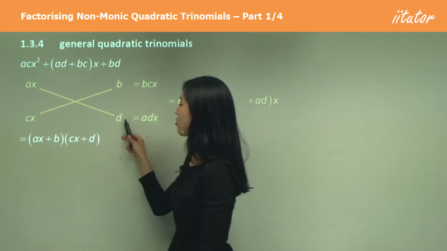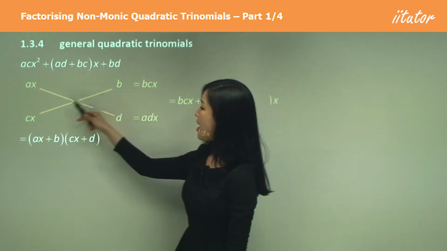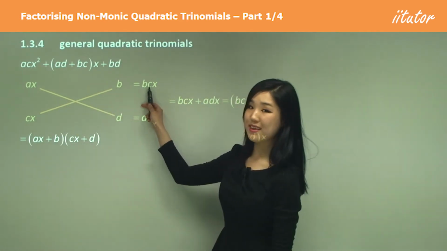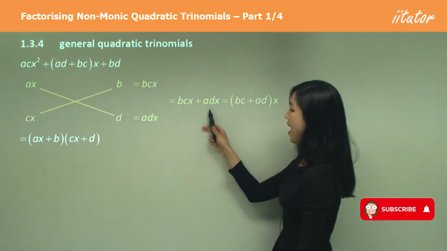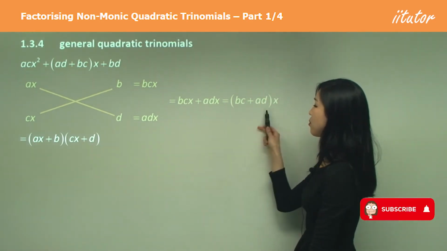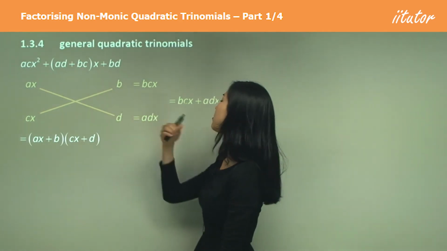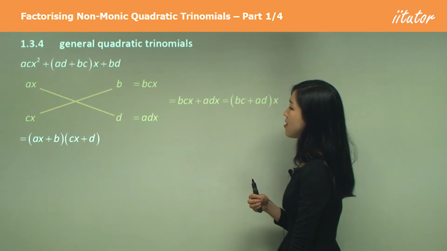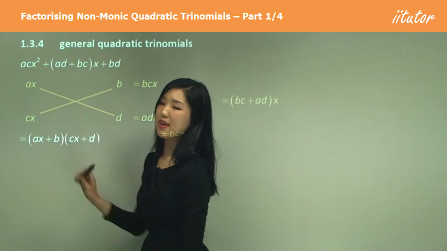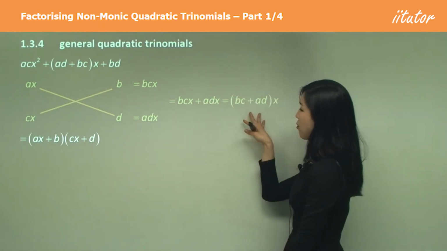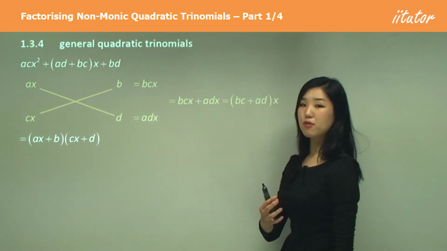But have a look, guys, when I cross multiply, I get ax times d, which is adx, and cx times b, which is bcx. And if I add that up, I'll get bcx plus adx. And if I factorize that by x, this is what I'll get, which is exactly the same as the middle. So we do the same kind of thing, but it just takes a few more steps, because it's got extra coefficients in front of the x. But see how we still compare this with the middle part? And if it's the same, we've got the right combination.